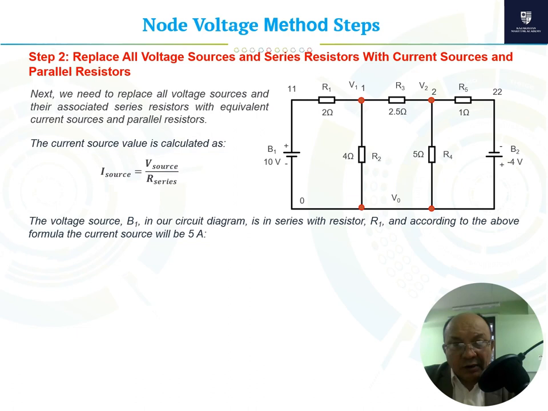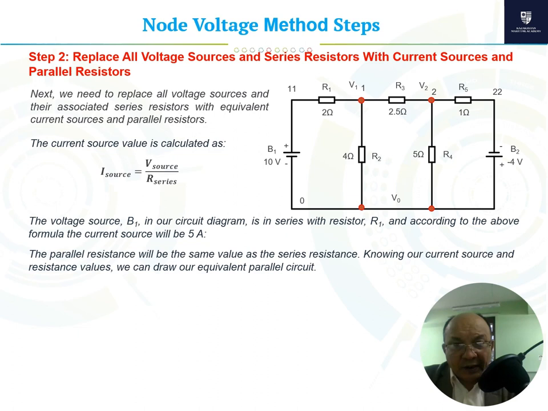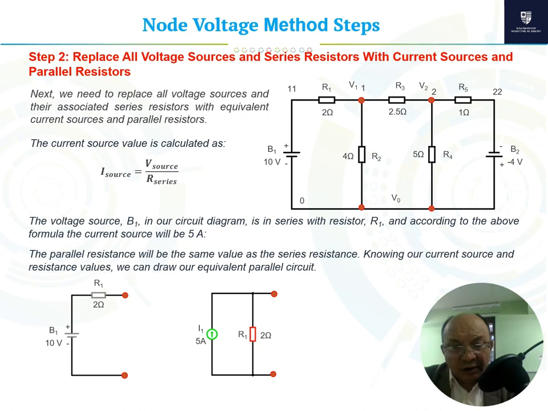Now we can make the parallel resistance the same value as the series resistance. Knowing our current source and resistance values, we can draw our equivalent parallel circuit here. So it's our voltage source and the resistance, and now we can make it parallel. So we have the current and we have a parallel resistance to this current source.